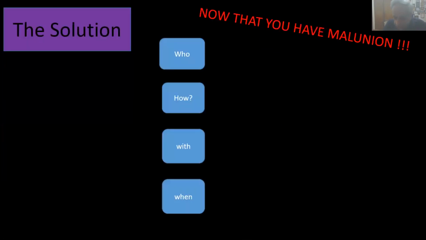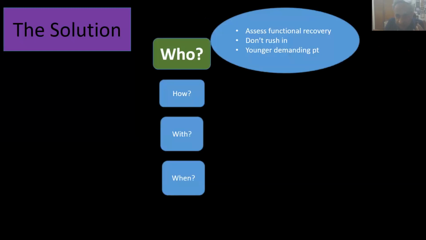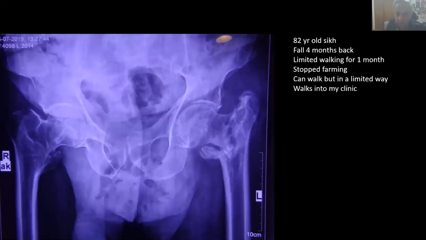So now we come to the solution. Now we know that we have a malunion problem. So who do you have to approach aggressively? Who do you approach gently? The answer is, look at the functional impairment. You'll be very surprised how some people are managing so well. And remember, it takes a while to recover from this, so don't rush it. The younger demanding patient, obviously rush in. If he's already having a collapse, he's going to do badly. Definitely get in early and try to do something about it.